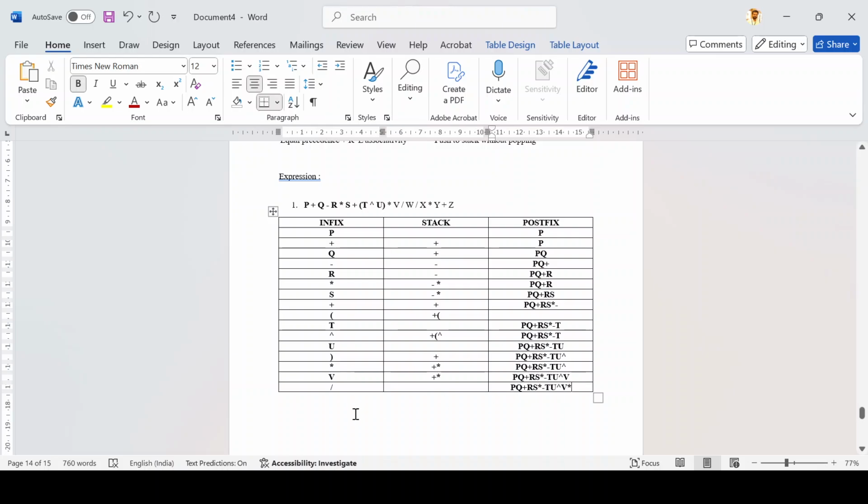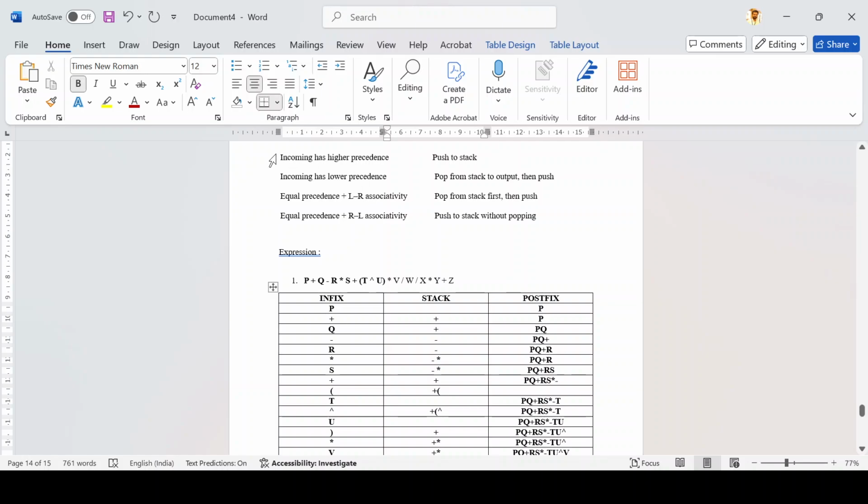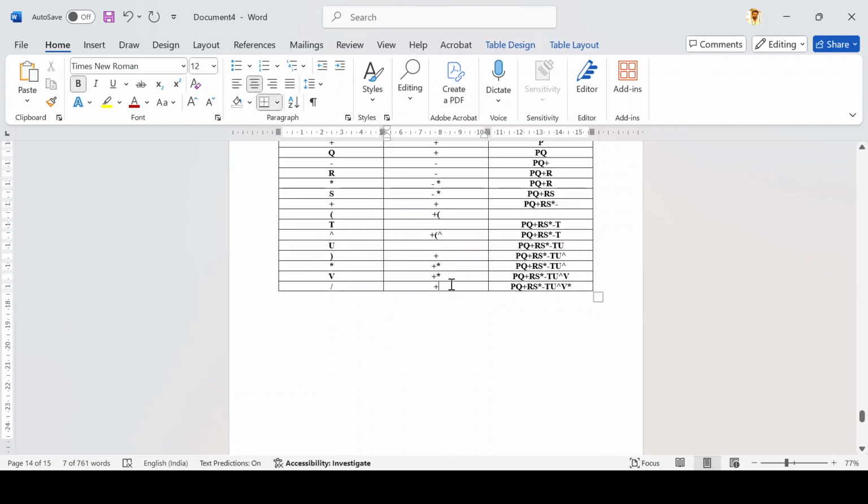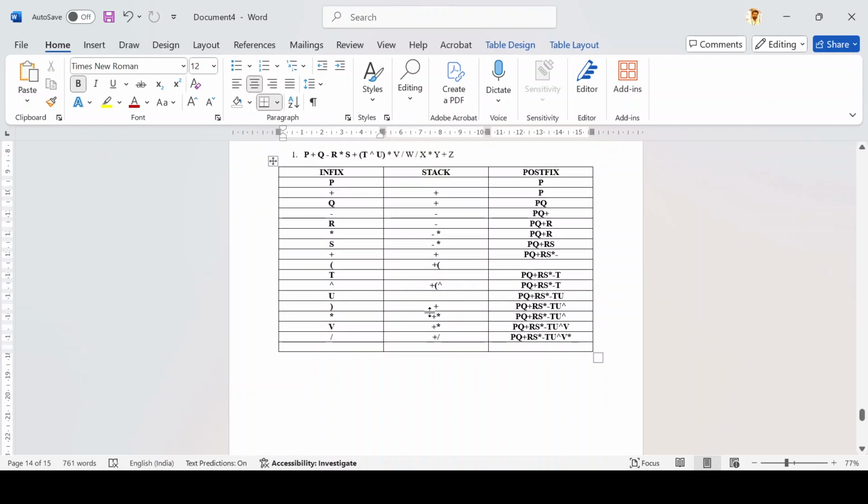Then what happens over here? Only the plus is remaining here. So then division is compared with the plus. The division has the highest precedence. When the incoming operator has higher precedence than the plus, then push it to the stack. So now division gets pushed into the stack. Then after that we have a W, so straight away it goes to the output side.